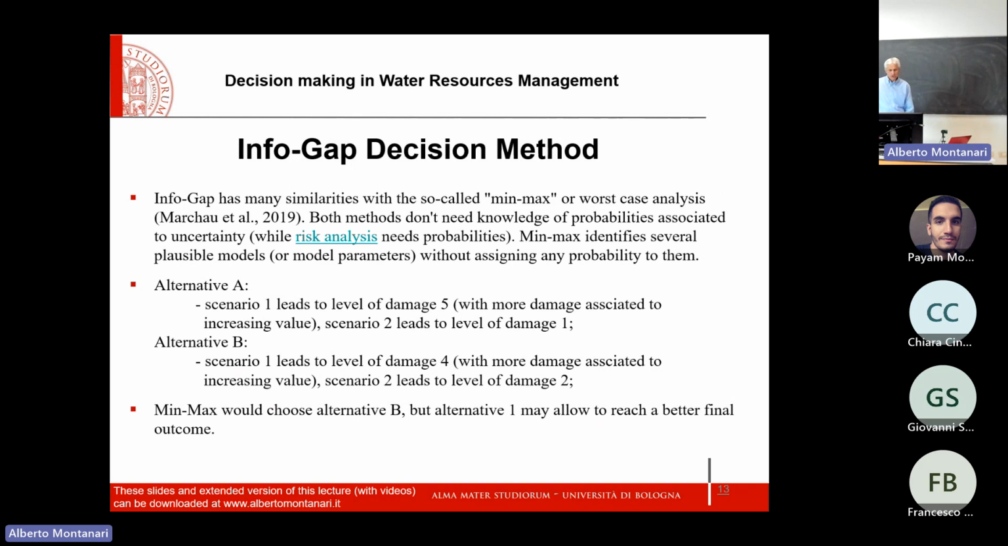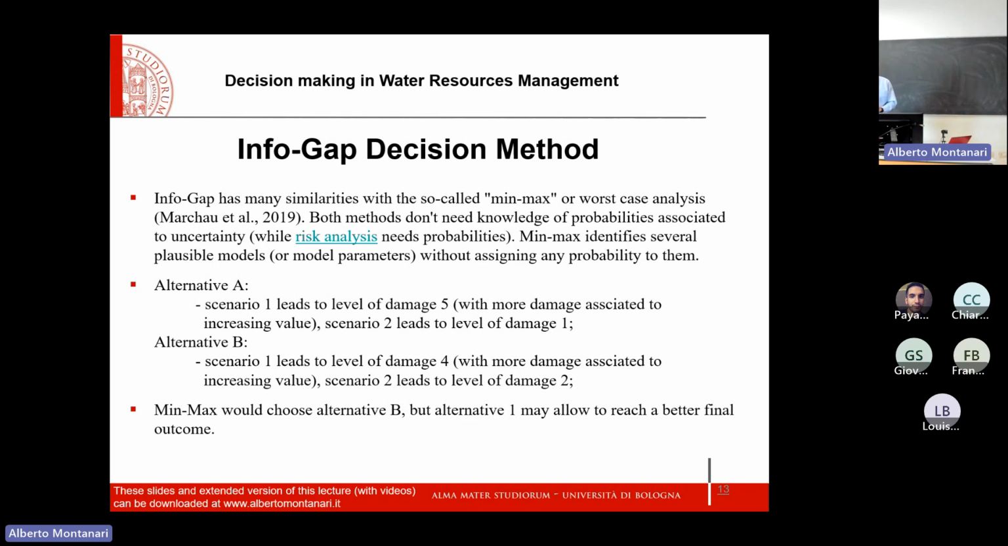Okay. So let me just give an example of min-max, because InfoGap has many similarities with the min-max. A similarity, but has also many differences. Min-max is also called worst case analysis. It's a particular case also of robust decision making. Robust decision making can converge to min-max, and also InfoGap, as we will see, may converge to min-max.